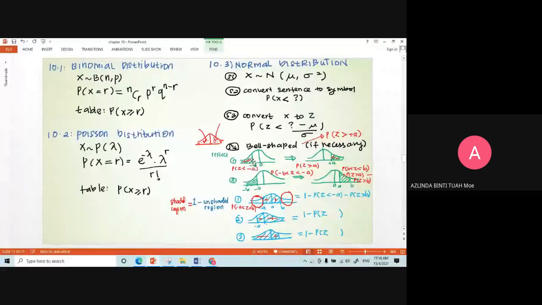less than negative A only, then reflect to Z greater than positive A. Baru boleh proceed dengan table.